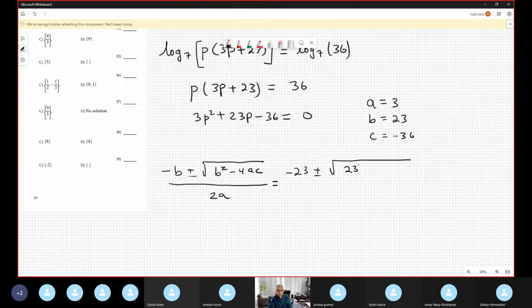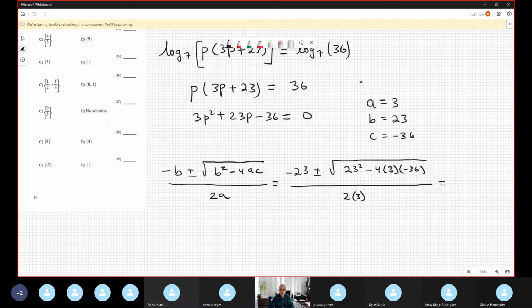23 squared minus 4 times 8 is 3 times 36 is minus 36. Be careful with the sign, it's super important. Divided by 2 times 3. Okay, now calculate.